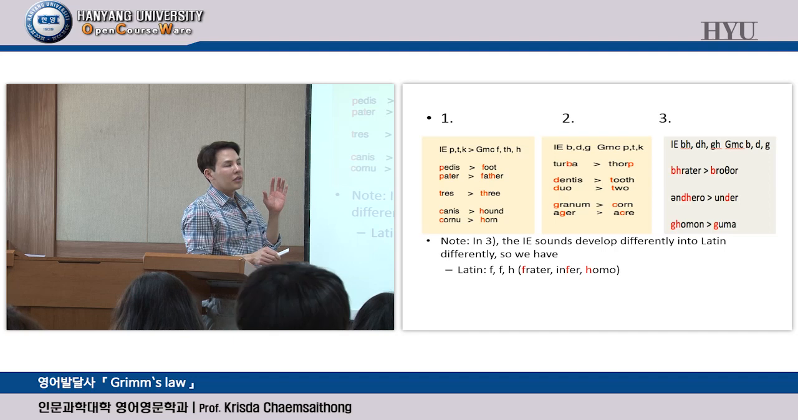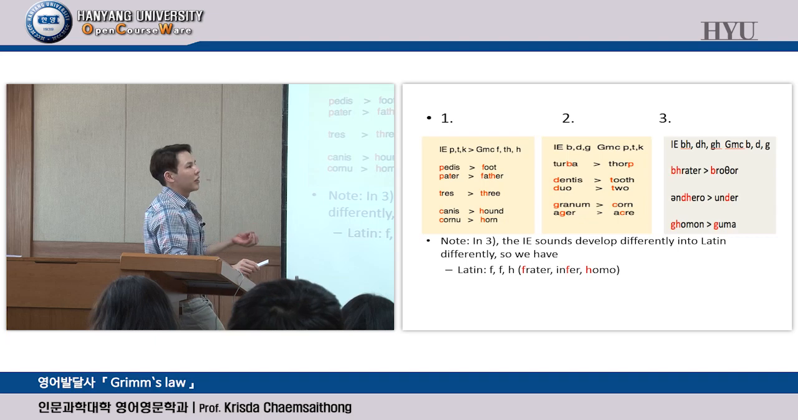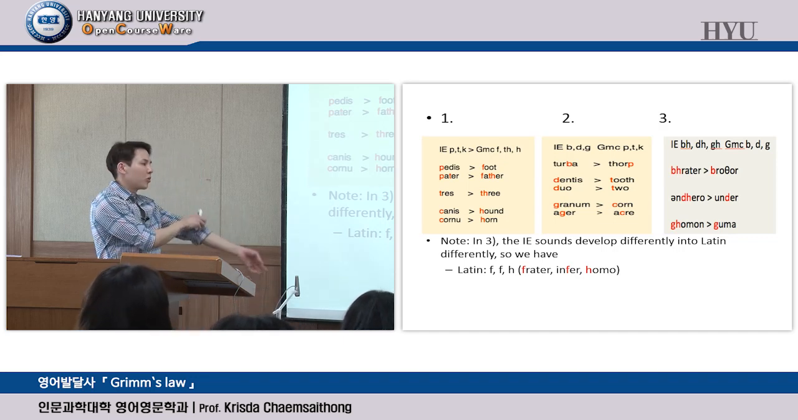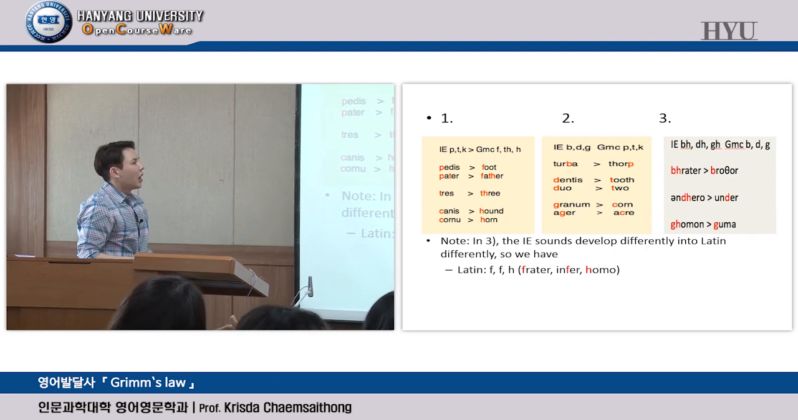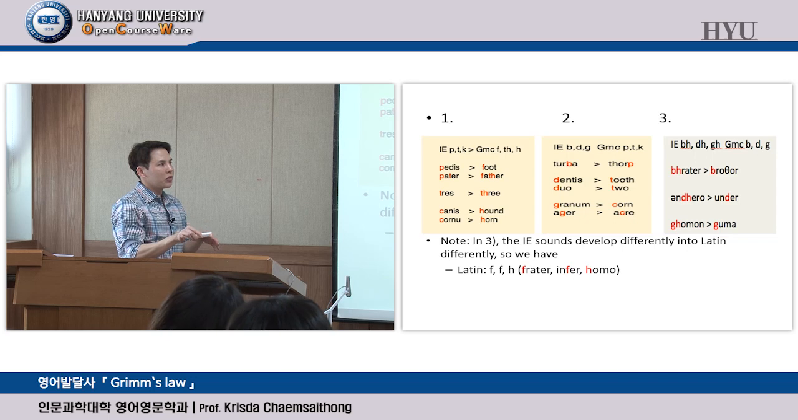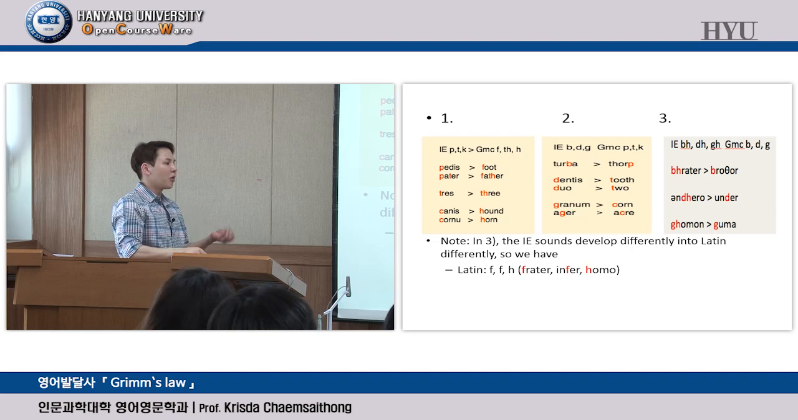So the third one, de-aspiration. So frater, like that, to brother. Anter to under, ghomon to guma, which is man, right? Groom, man. But in Latin, there's another set of sound change that affects the third group, which is why I have it in a different color. So in Latin, BH, DH, GH will become F, F, and H, like frater, infer, and homo. Ghomon will become homo, like that, homo sapiens, homogeneous, like that. So we borrow from Latin.